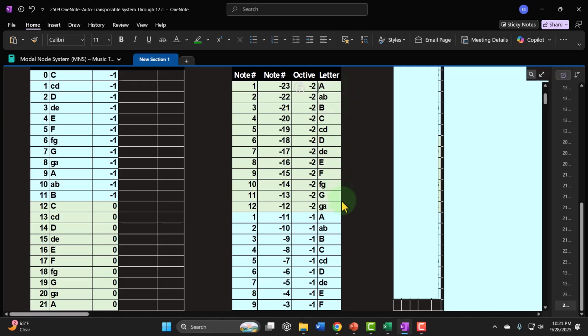So A through G, I have A sharp and B flat represented by lowercase ab. So A, lowercase ab is A sharp or B flat, B, C, C sharp or D flat, D, D sharp or E flat, E, F, F sharp or G flat, G, and then G sharp or A flat back to A. So from a local distance, not taking into account octaves, I would number those 1 through 12.